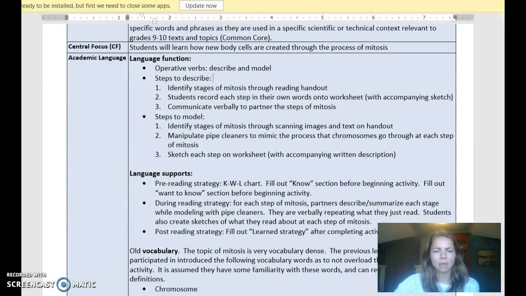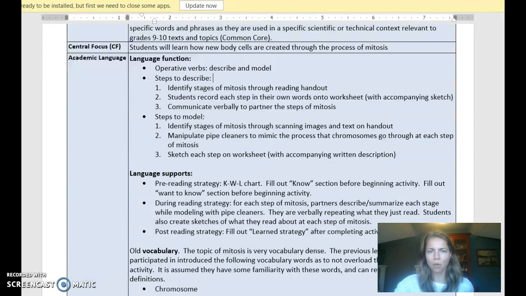So, moving on to the academic language section, I chose my language function. I chose two. I chose describe and then model. I think having the two, they strengthen each other. So if you're able to describe and model, you're just better off at understanding the material. And so the steps that I identified for describe are, number 1, to identify stages of mitosis through reading a handout. Number 2, students record each step in their own words onto a worksheet with the accompanying sketch. And then number 3, communicate verbally to their partner the steps of mitosis.